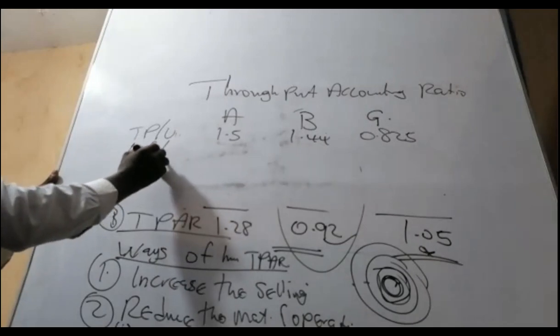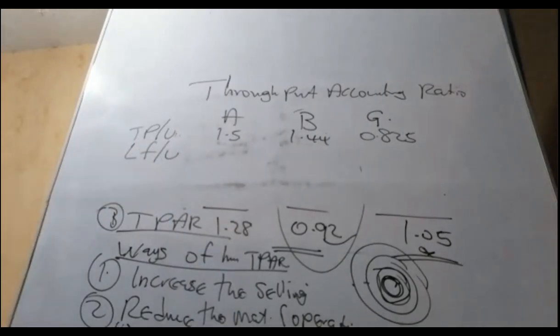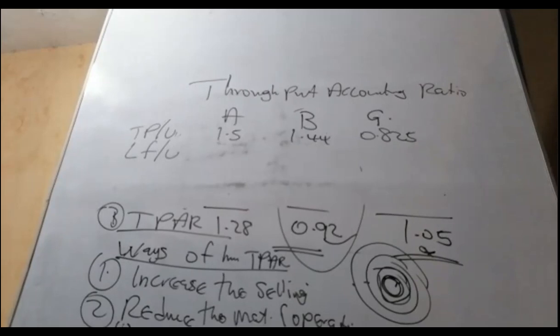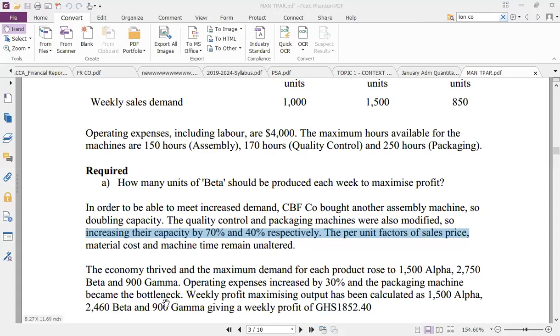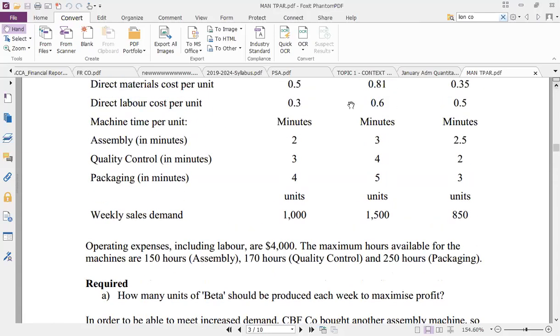Now they've changed the limiting factor. From the quality control that we know to what? Packaging. That's the only difference. So now they say the packaging machine became the bottleneck, so you have to pick the packaging time, not quality control. That's new. So what is the packaging time? 453. Good. Packaging 453. So you pick 453.